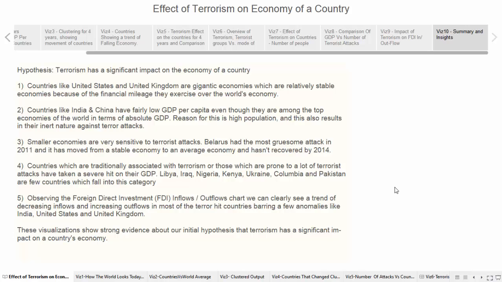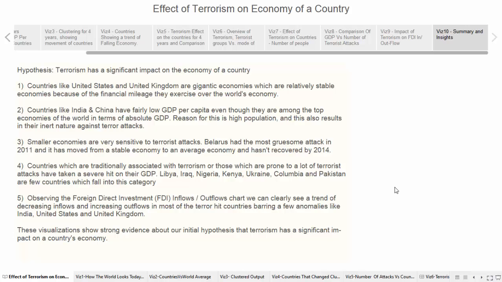Now, summarizing everything, we came up with the inference that terrorism has some effect on the falling economy of various countries. From our past graphs and visualizations, we can see that countries which are traditionally associated with terrorism, or which are prone to a lot of terrorist attacks, have been seriously affected in their GDP. Countries like Iraq, Libya and Nigeria are some of the examples.